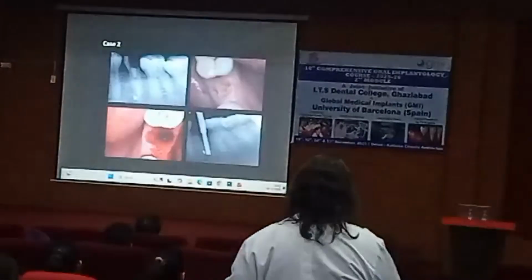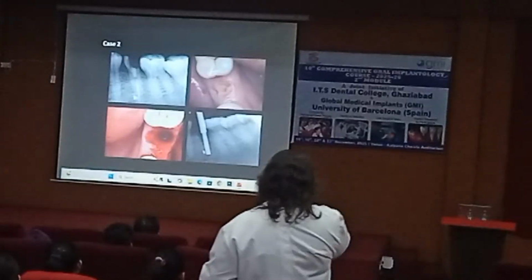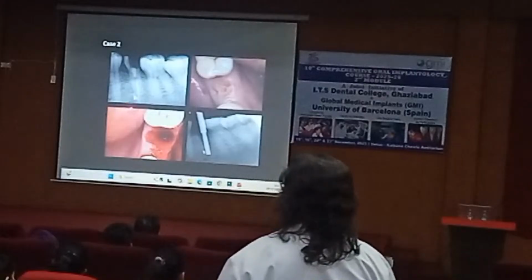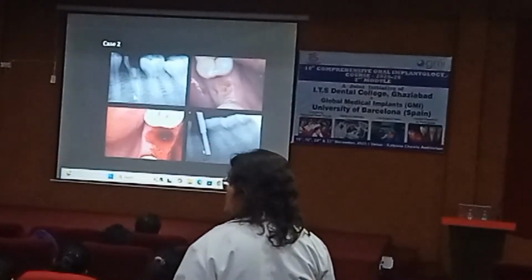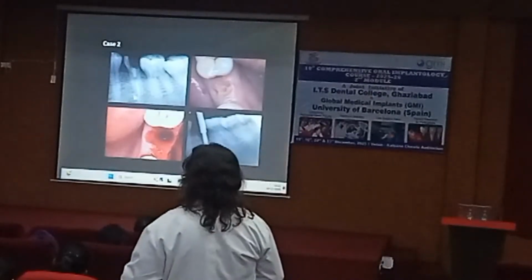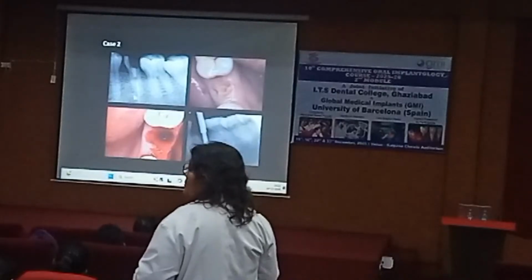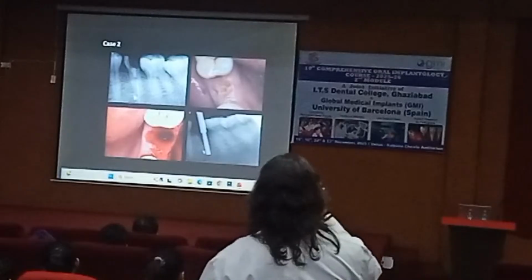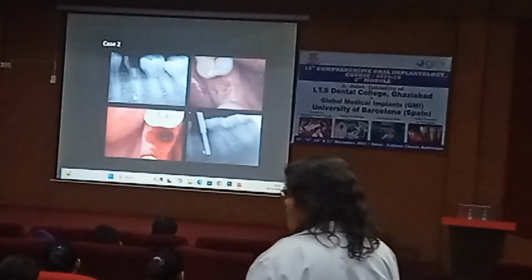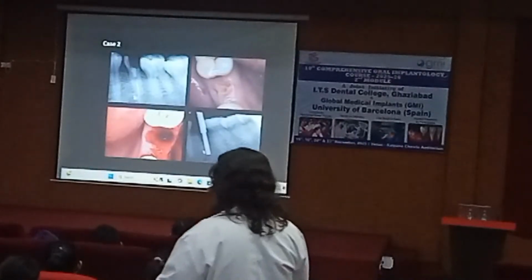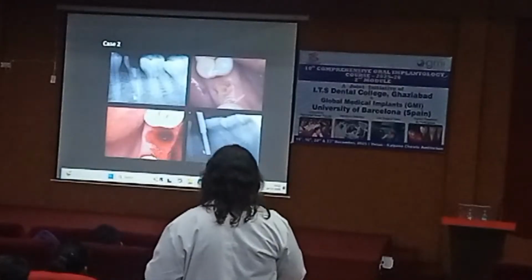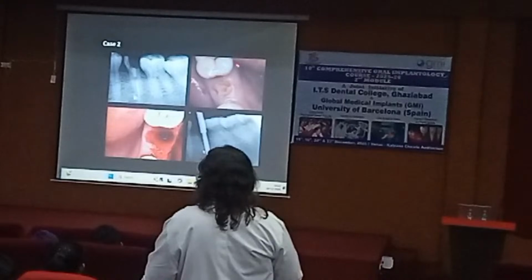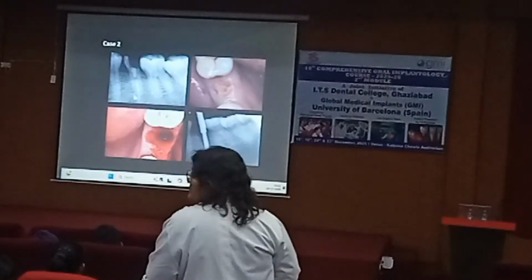So, let us discuss cases. Okay. A broken premolar, extraction. Correct? Do you think that you have sufficient soft tissue and hard tissue over here? No. Why? Why no? Look at the soft tissue. It's all pink. This is buccal, this is lingual.